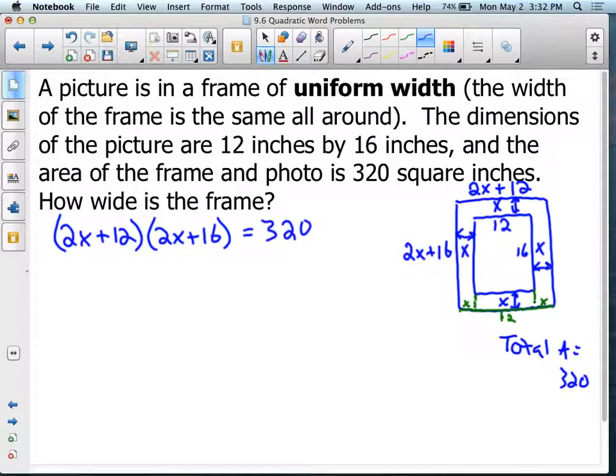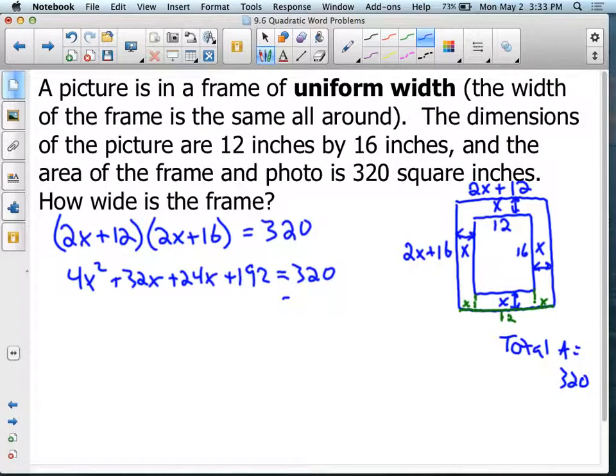So if I multiply my 2x's, I get a 4x squared. 2x times 16 is 32x. 12 times 2x is 24x. 12 times 16 is 192. And that equals 320. Shall we set it equal to 0? Let's go and do it.